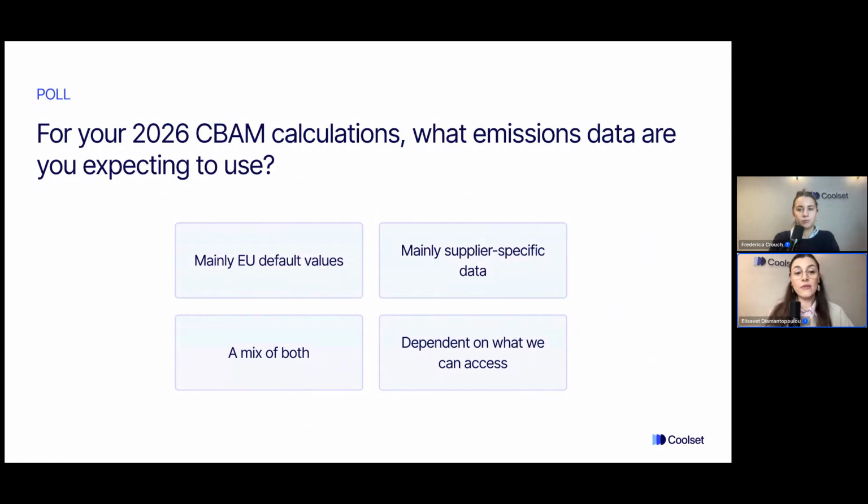For now, the vast majority is still not sure what they're going to use, and they still have to assess, which I guess makes sense. But let me point out that we're already in the definitive phase, so I think that's a decision that you have to make as quickly as possible. And then the second biggest section is going to use a mix of both, which makes sense. And I think what we would suggest is that you start with what you have, and then you can already transition year by year to more actual data.